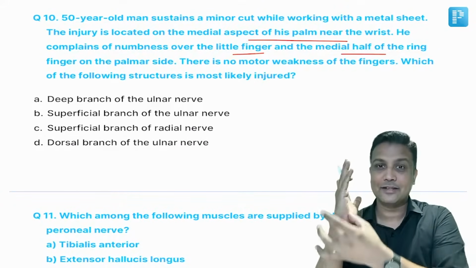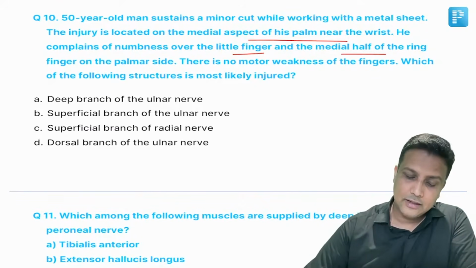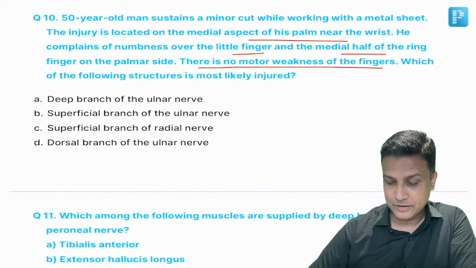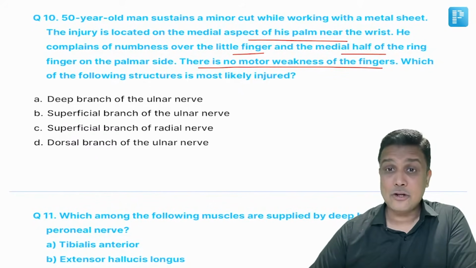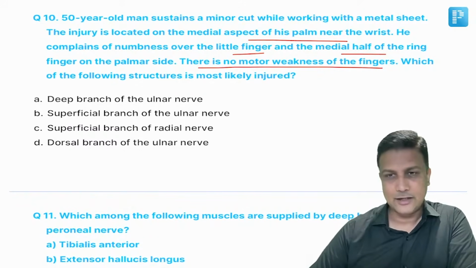We know very well this is supplied by ulnar nerve, medial one and a half digits. There is no motor weakness. Okay, that is also something important. There's no motor weakness of the fingers. That means all the muscles are actually intact. Which of the following structures is most likely to be injured?